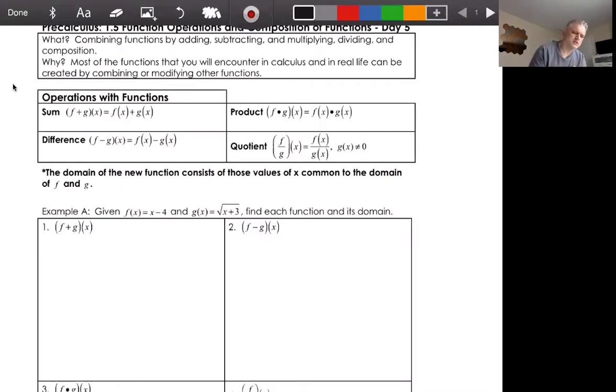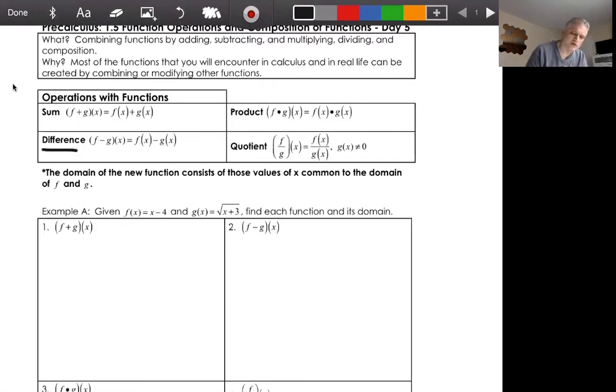So first off, let's look at the symbolic language that they use here, the shorthand of it. So if I have f of x and g of x, two separate functions, and I want to do something with those two, this is how I can write it. If I want the sum of those two functions, I could write f plus g of x. This is not f plus g times x. This is f of x plus g of x. Okay, I'm not adding the letters f and g and multiplying them times x.